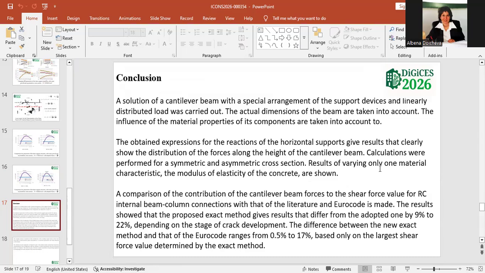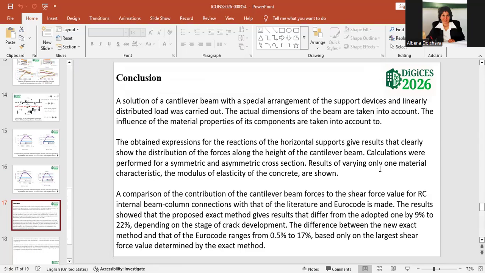A comparison of the contribution of the cantilever beam forces to the shear force value for an internal beam-column connection with that of the literature and Eurocode is made. The results show that the proposed exact method gives results that differ from the adopted one by 9 to 22%, depending on the stage of the crack development.